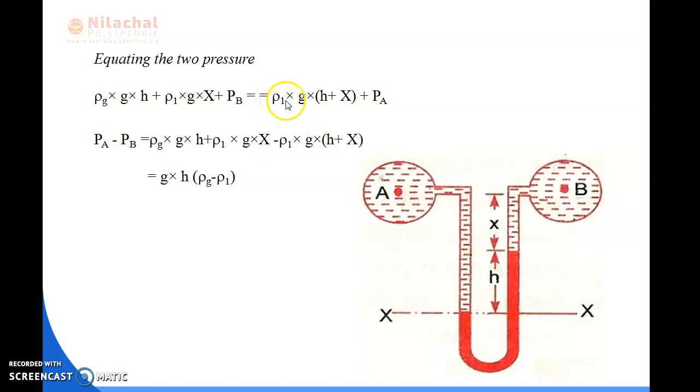Here you observe rho 1 and G, and here you observe rho 1 G. So you are taking it common, rho 1 into G (H plus X). Because when you take this value rho 1 into G into X from left to right, it will come with a negative sign. That's why here is the negative sign. For that reason, here is the positive sign. So what you will get here? G into H into (rho minus rho 1). This is PA minus PB at the same level.